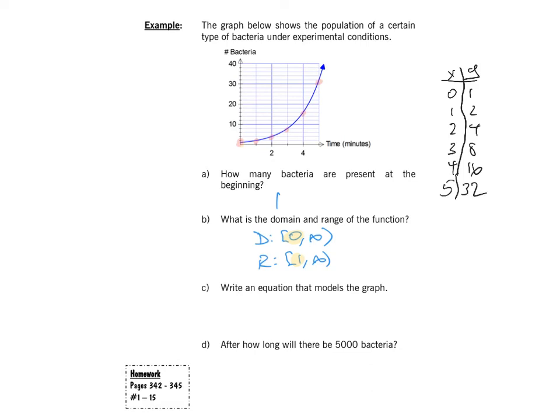So the $1 million question is, what do you do with one y value to get to the next one? And of course, you're going to multiply them by 2. So that's going to help us because it's going to tell us that it's going to be y equals 2 to the exponent x. Now, after how long will there be 5,000 bacteria?